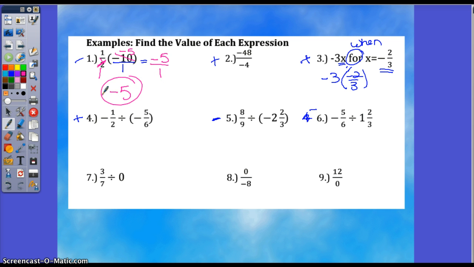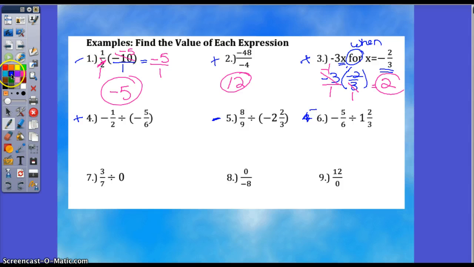Number 2, negative 48 divided by negative 4, we know is a positive 12. Number 3, again, it's negative 3/1, and I can do some cross simplification. Negative 3 and the 3 are both divisible by 3. Negative 3 divided by 3 is negative 1. Keep your negative. 3 divided by 3 is 1. We know our answer is going to be positive. Negative 1 times negative 2 is positive 2/1, which is just plain old 2.